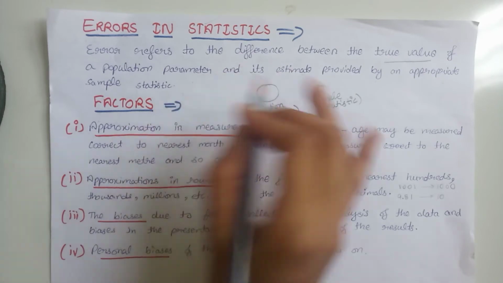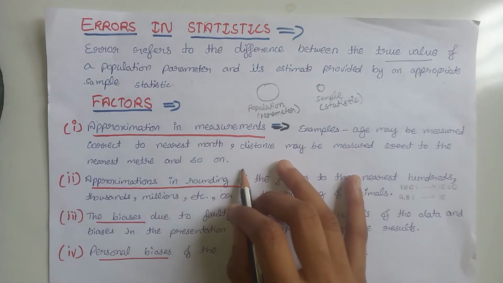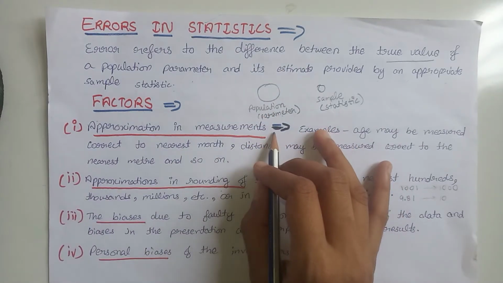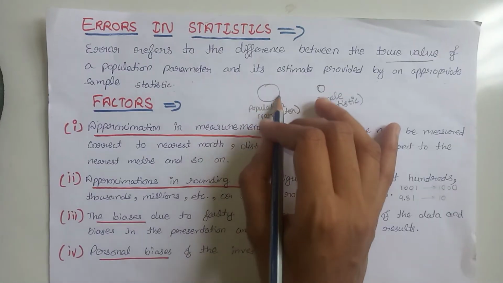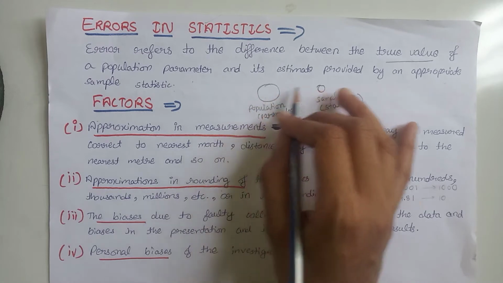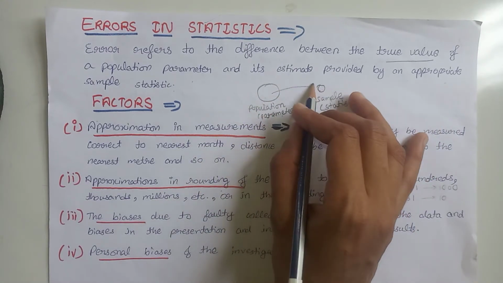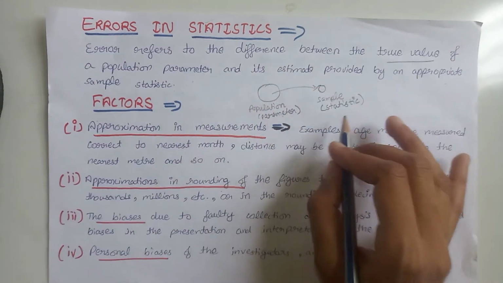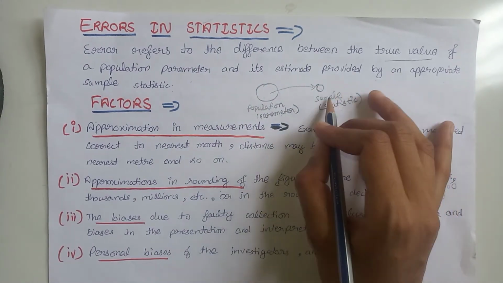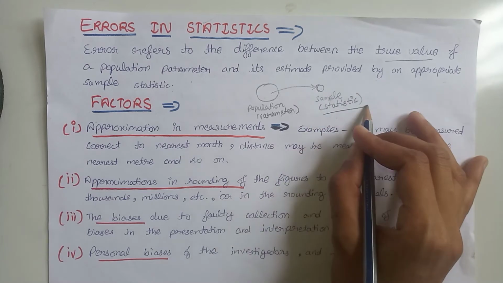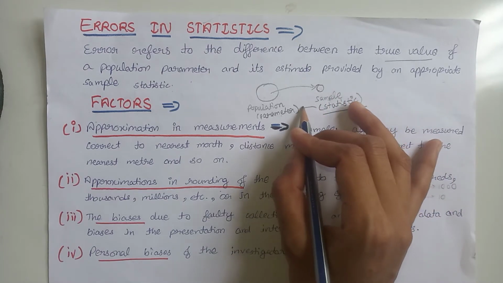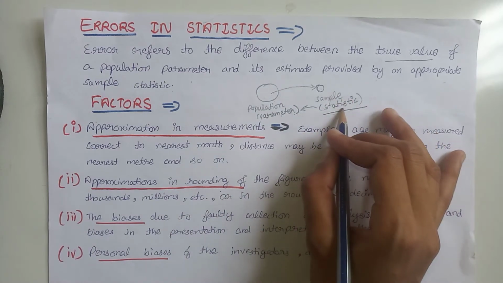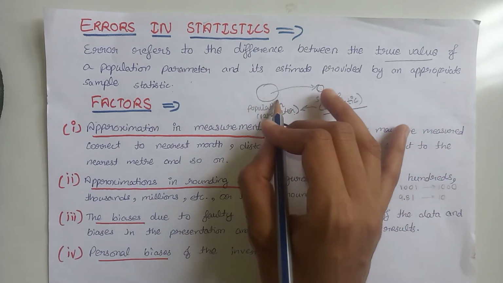Error refers to the difference between the true value of a population parameter and its estimate provided by an appropriate sample statistic. So we already know, if we want to calculate a parameter of a population, then instead of doing investigation of this whole population, we will choose a small sample from this population. This sample will be a subset of this population and we will calculate the statistic of this sample. From this statistic, we will estimate the parameter of this population. That is, now this statistic is the estimator for the parameter of the population.